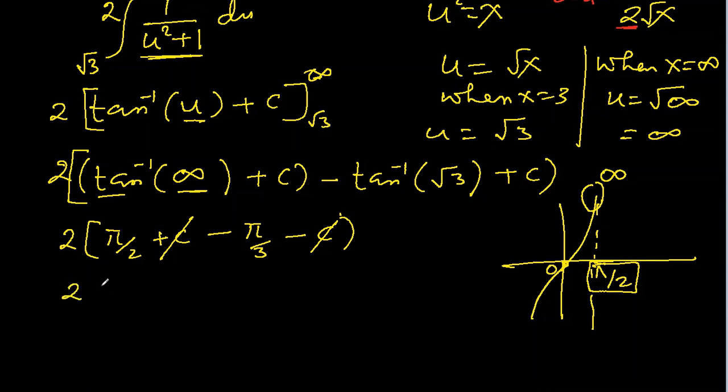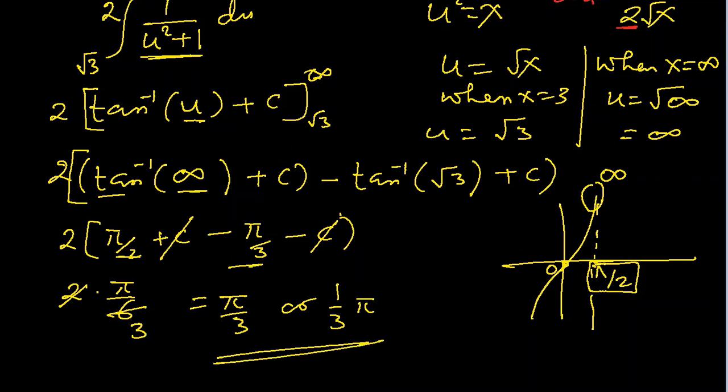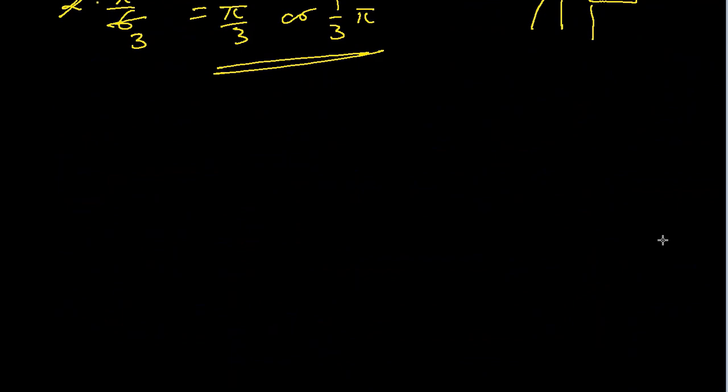And 2 times pi by 2 minus pi by 3 will be pi by 6. And 2 and 6 cancel out. It will be pi over 3 or 1 over 3 pi, whatever format you want to write. This will be the solution of the given definite integral.